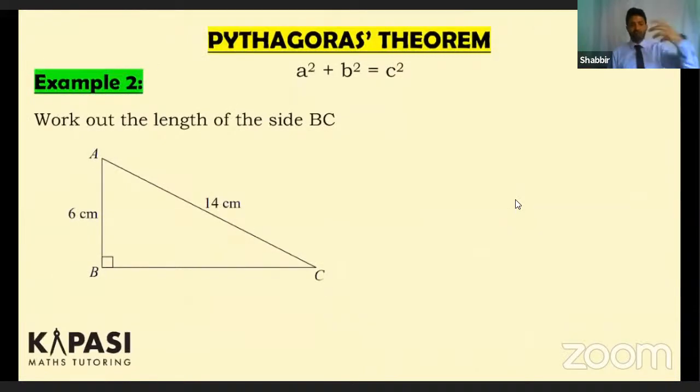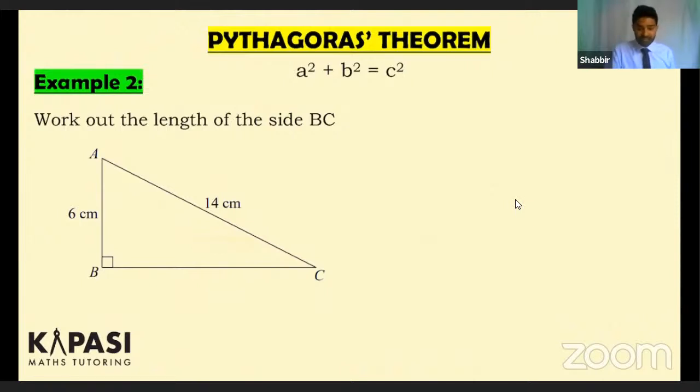Let's have a look at a slightly different example now. Example number 2. Again, make sure you set this out, write this down, copy the question. So the first thing, again, it's a right angle triangle. We've been given 2 sides out of the 3, and it's asking us to work out the 3rd side. So we're going to use Pythagoras theorem for this question.